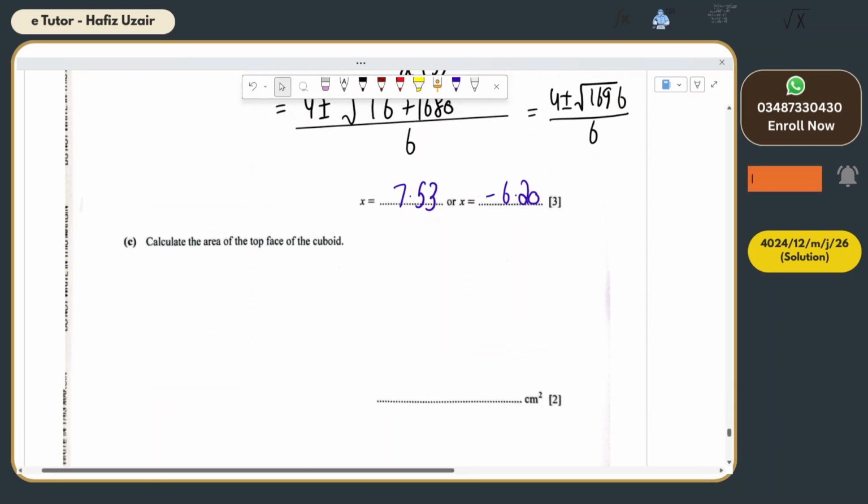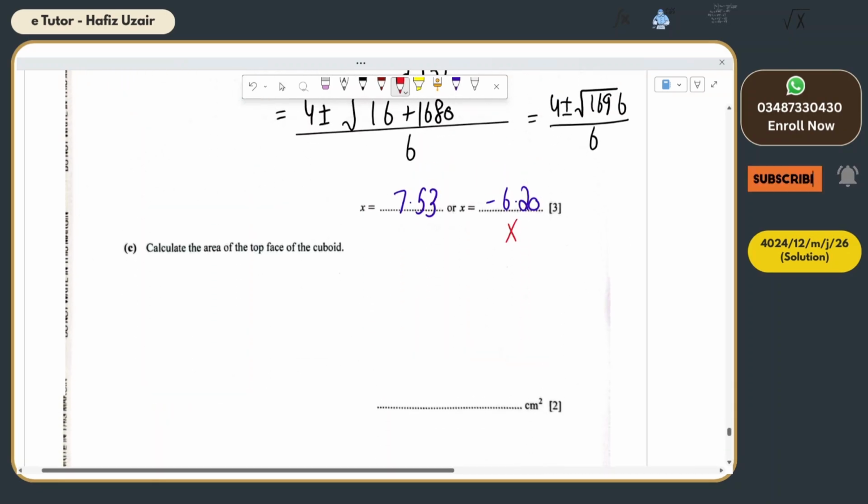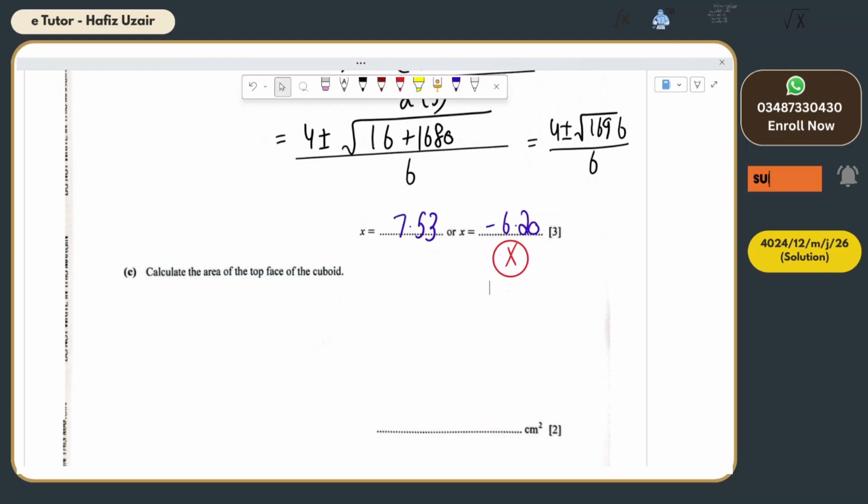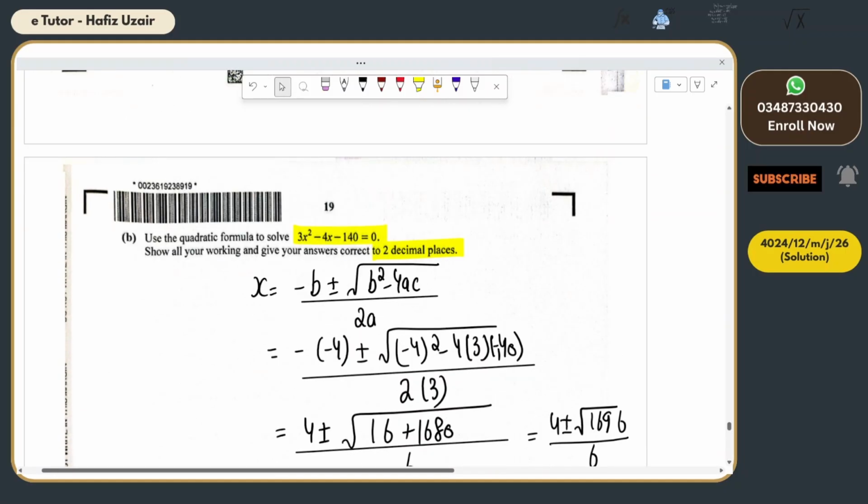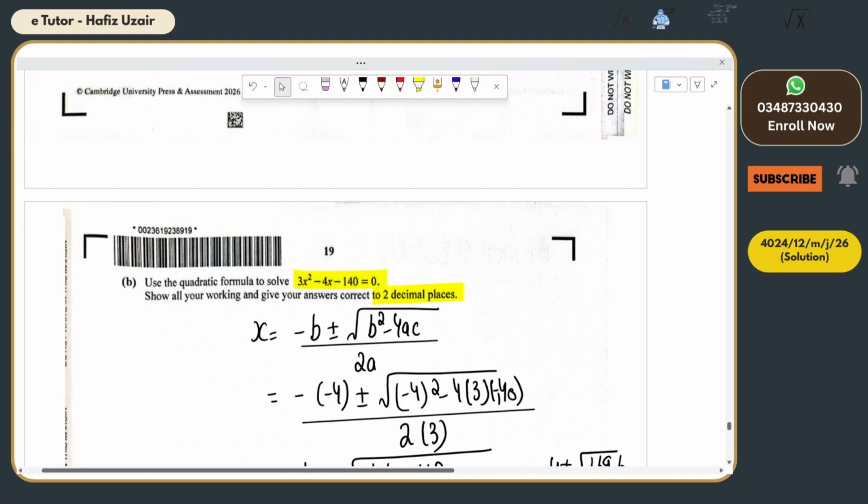Calculate the area of the top face of the cuboid. So we can ignore this answer because we have a negative sign and length cannot be negative. All right. So now we have x is equal to 7.53, and the area of the top face of the cuboid.